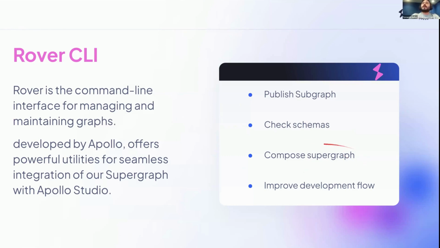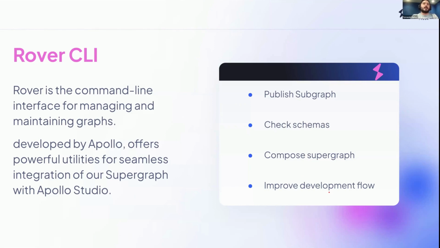Also, with Rover, we can compose the supergraph. This is just in the case that we are having a self-hosted federation, because the composition of the supergraph is managed automatically by Apollo Studio. We are going to see this a little bit later. And of course, it improves the development flow because we can integrate Rover with any CI/CD pipeline.